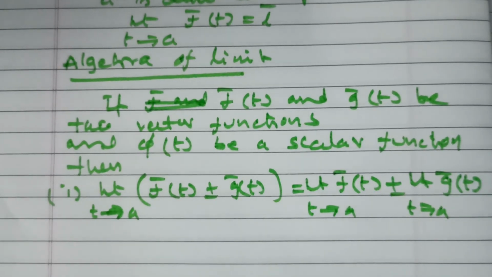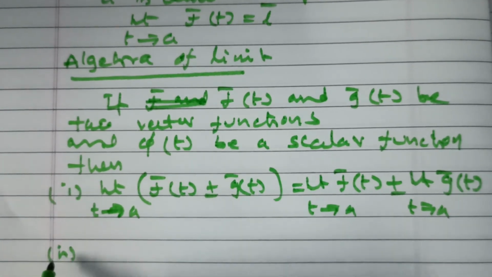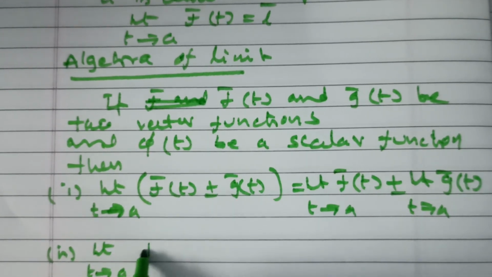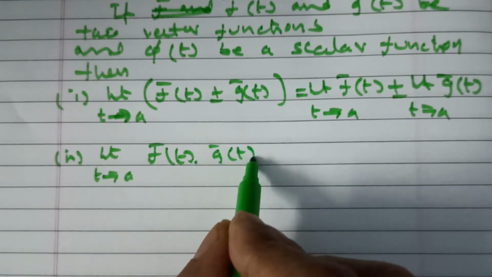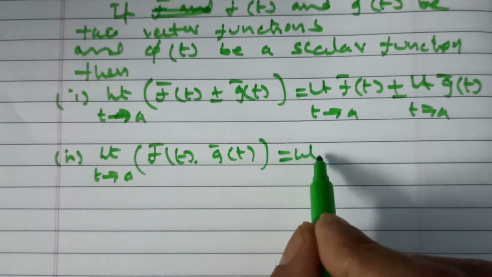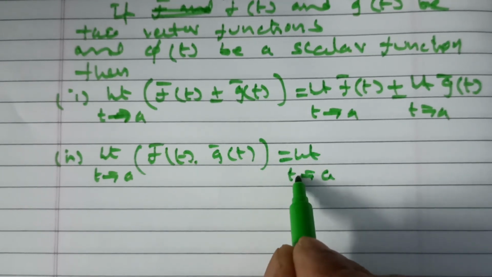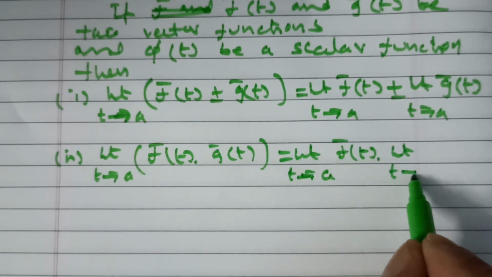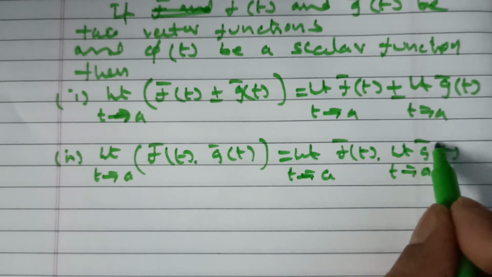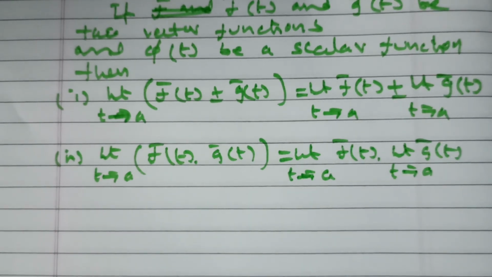See that the limit of the sum of two functions is equal to the sum of the limits of each function. Similarly the product is also the same. Limit t tends to a of f bar of t dot g bar of t is equal to limit t tends to a of f bar of t, dot limit t tends to a of g bar of t. This is all true, there is no need to prove.